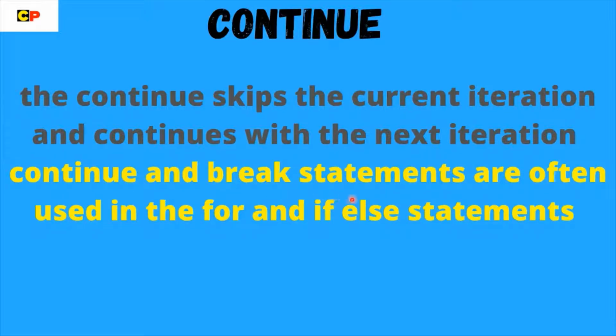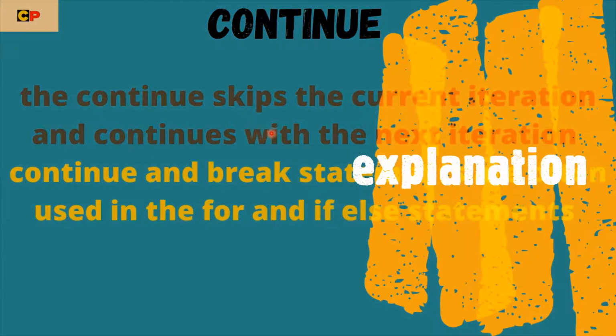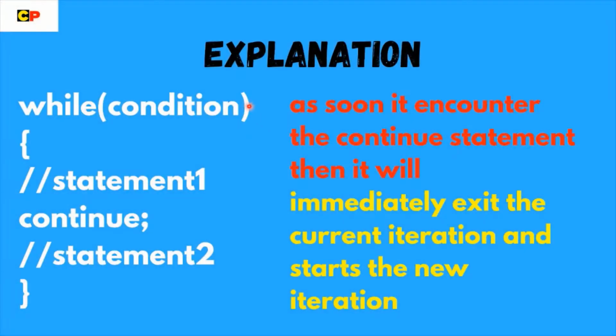Continue and break statements are often used in for loops and if-else statements. We will see some examples to understand this. First, let's have an explanation of how these continue statements work. Here you can see we have a small piece of code with a while loop, and we have two statements, and inside them we have a continue statement also.